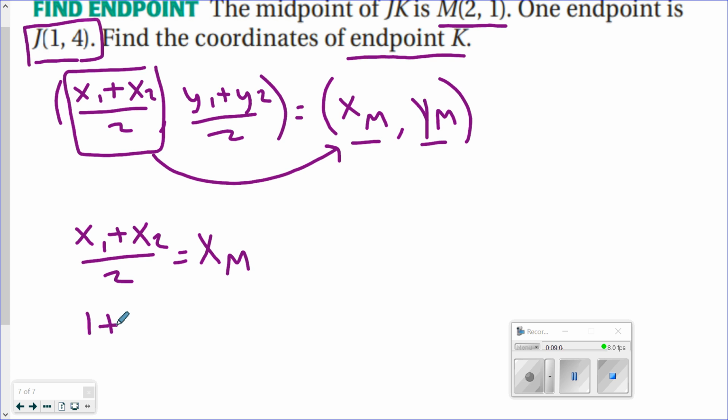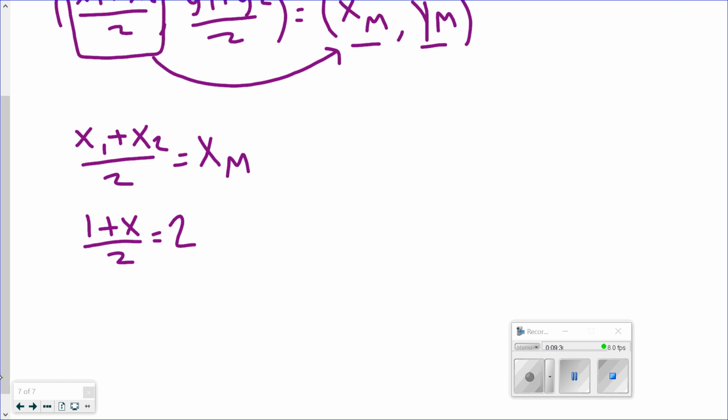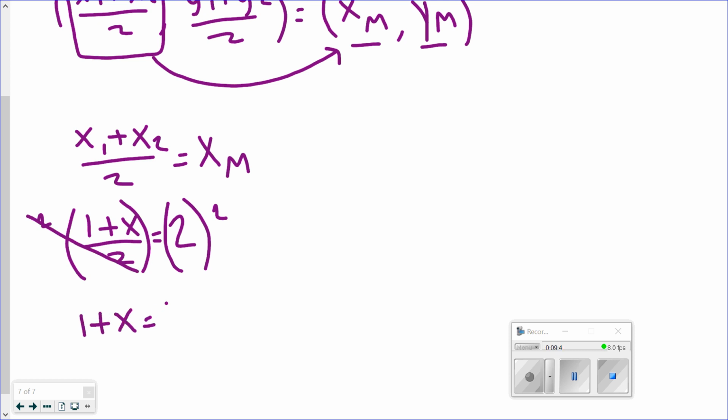Plus, I don't know what the endpoint is for K, so I don't know what the x value is. So I'm going to keep that as x, divided by 2, has to equal the x coordinate of the midpoint, which I know by looking at my midpoint coordinate is 2. Now I have an easy problem. I can solve for x, or the endpoint for K, by using this equation. First thing I need to do, multiply each side by 2. So these cancel, and I have 1 plus x is equal to 4, which means x is equal to 3.